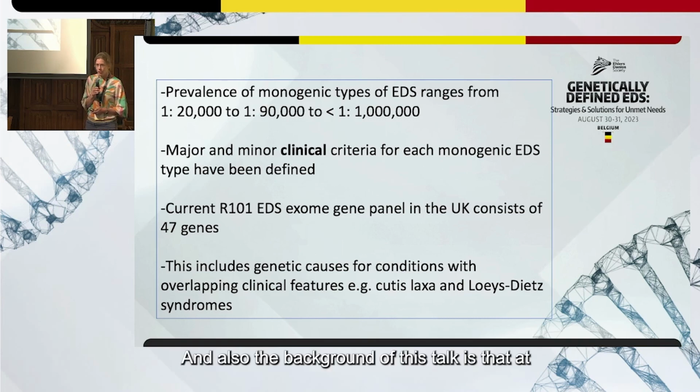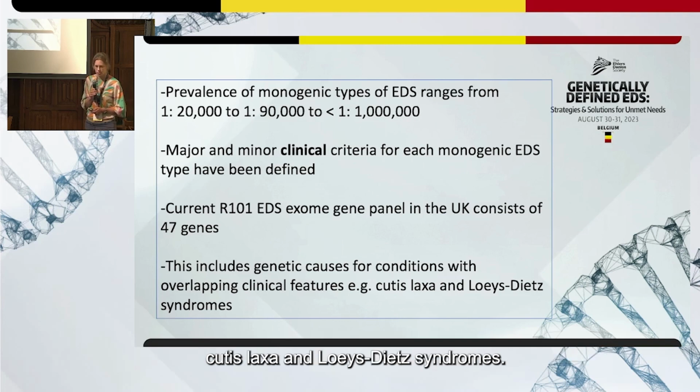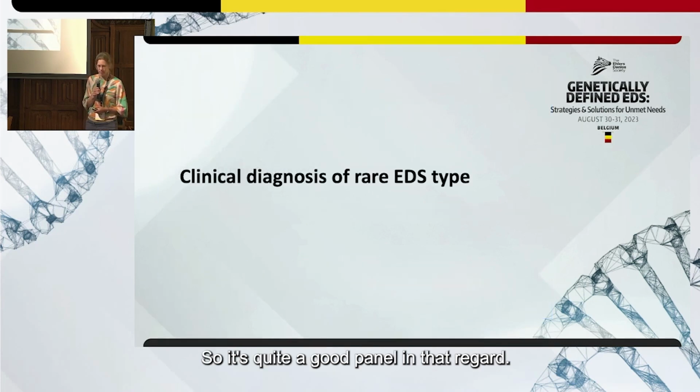And also the background of this talk is that at the moment in the UK we have the EDS exome gene panel, which covers 47 genes. And this includes, of course, the genetic causes of the rare types of EDS, but also conditions that have overlapping clinical features, such as cutis laxa and Loeys-Dietz syndromes. So it's quite a good panel in that regard.